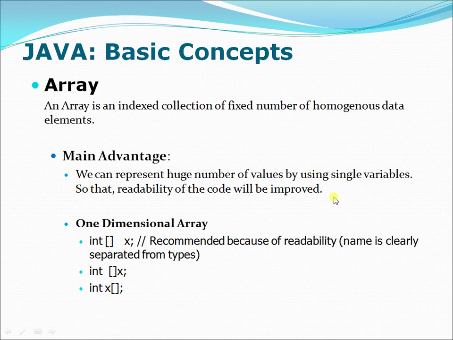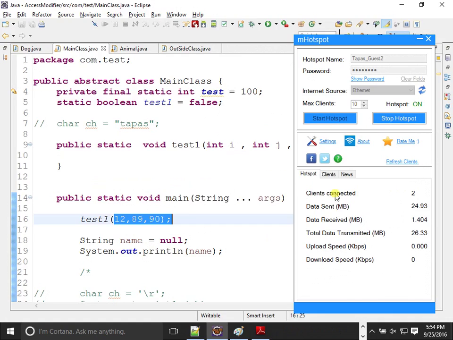You can pass 1,000 parameters, int i, int k, you can make 1,000, but people will not be able to understand or read them. The best practice is to represent them with one variable. Now we can have different dimensions of array.